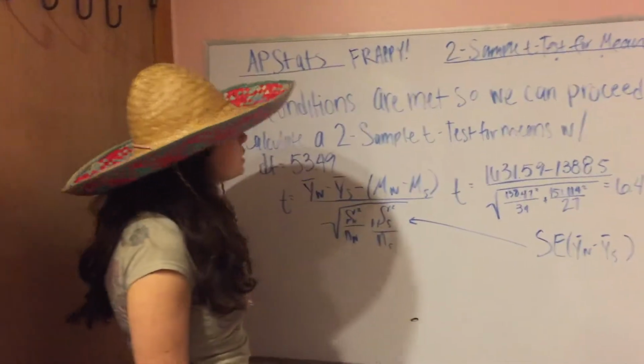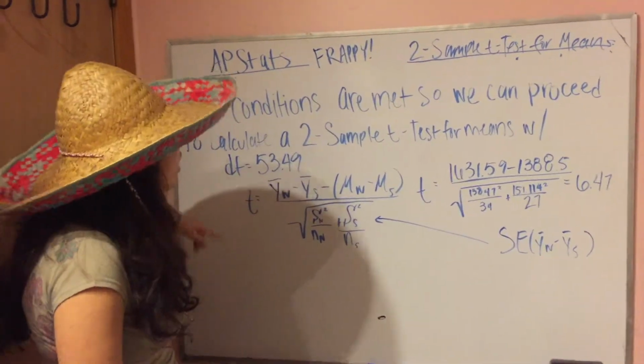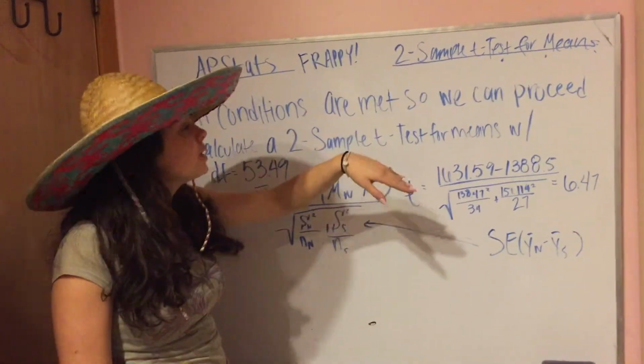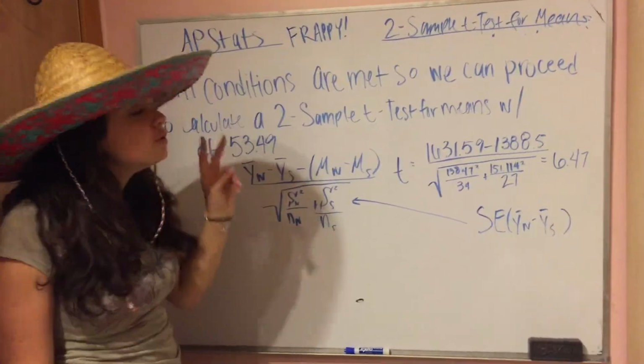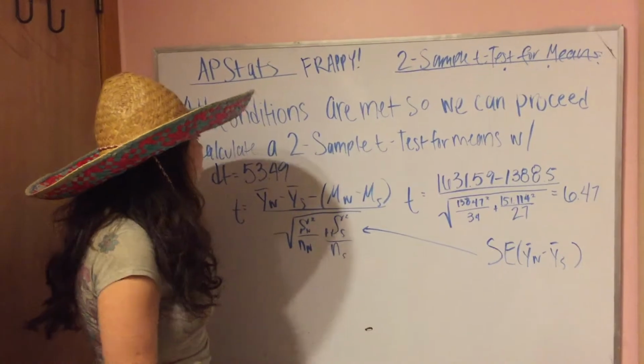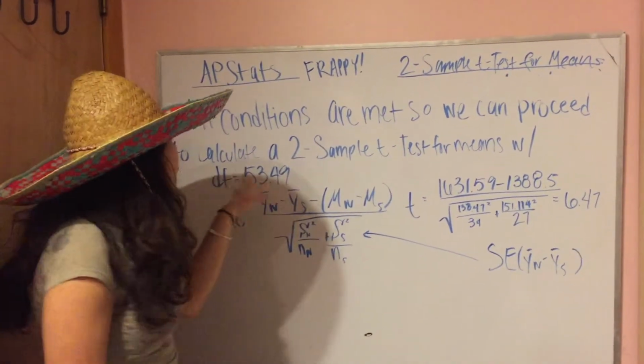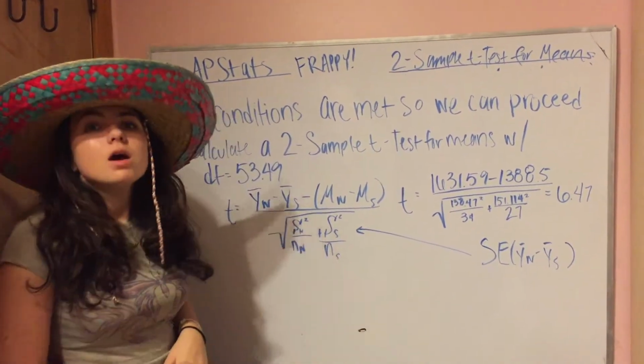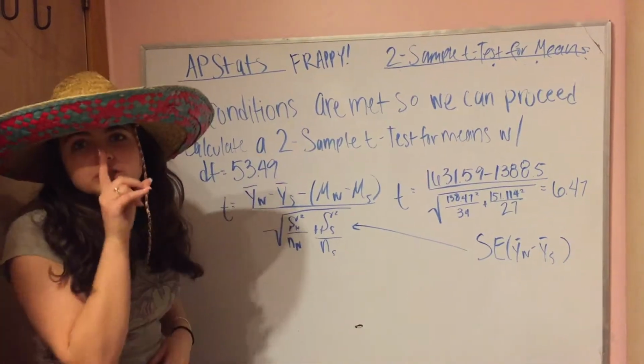Alright, now that all conditions were met, we must write "all conditions are met," so we can proceed to calculate a two-sample t-test for means with degrees of freedom equal to 53.49. Now, how do we know that? We use the calculator. It's a secret.